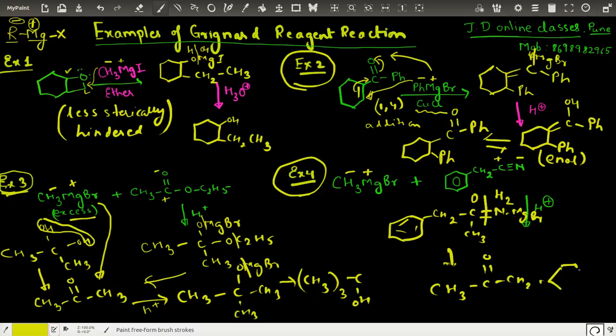So these were some examples of how the reaction happens with Grignard reagent. Hope you enjoyed this.